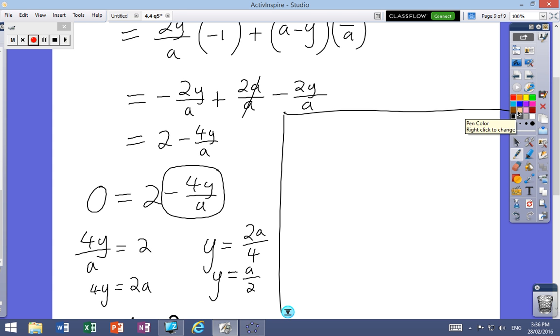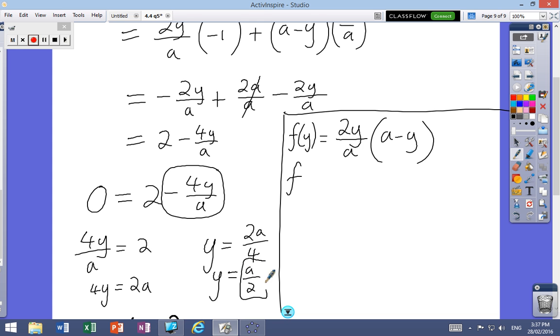Okay. Therefore, our maximum value for dy dx, the value of y when dy dx is a maximum, is a on 2. The last part says state the maximum value of dy dx. Well, if dy dx is the same as 2y on a outside of a minus y, and that's f of y, then we want f at our maximum a on 2. Two lots of a on 2 on a outside of a minus a on 2.